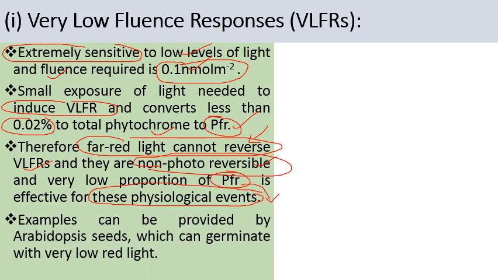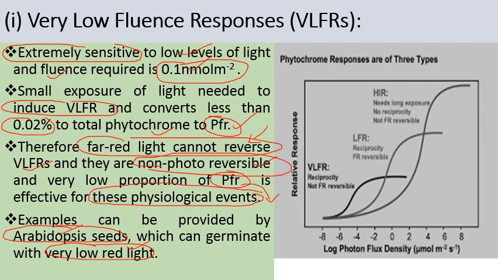For example, that can be provided by the Arabidopsis seeds. So ये जो Arabidopsis की seeds हैं, this Arabidopsis is the member of family Brassicaceae, and these seeds can germinate with very low red light requirement. सो ये जो सीड्स हैं इनको जर्मिनेशन के लिए बहुत ही कम क्वांटिटी की लाइट की ज़रूरत पड़ती है. So this graph shows this VLFR response. So this is reciprocity and not far red reversible. जो ये responses हैं इनको हम far red light provide करके reverse back नहीं कर सकते.